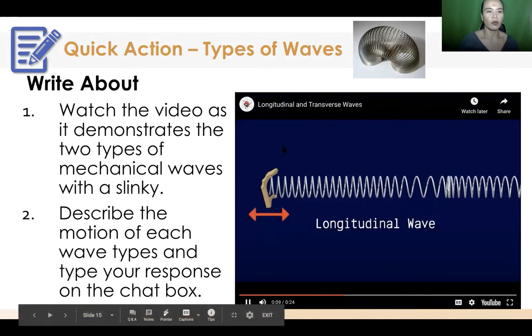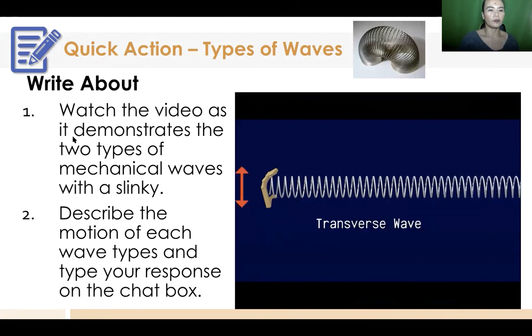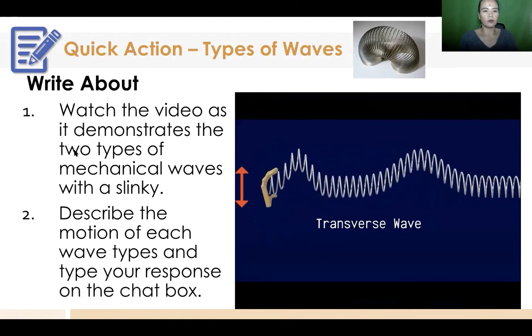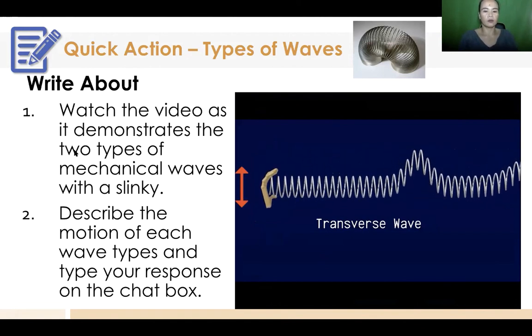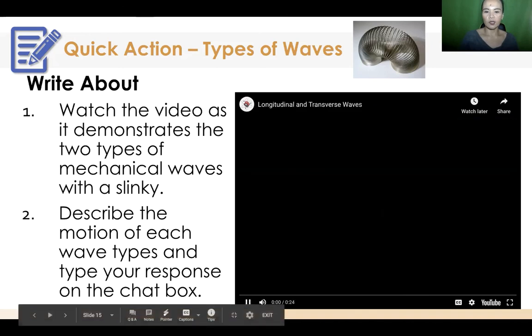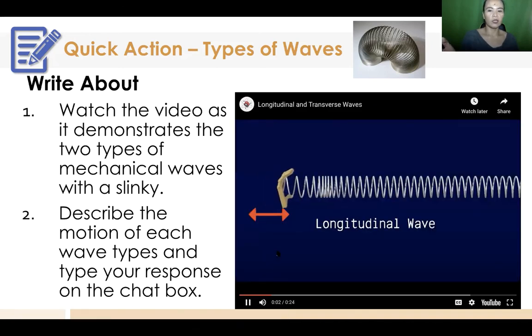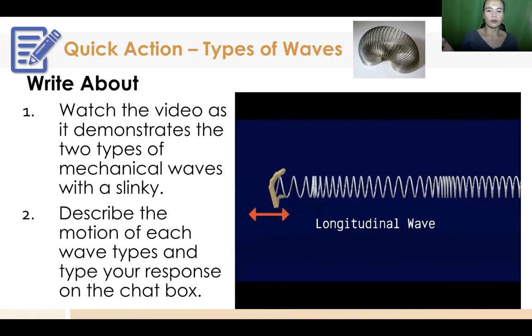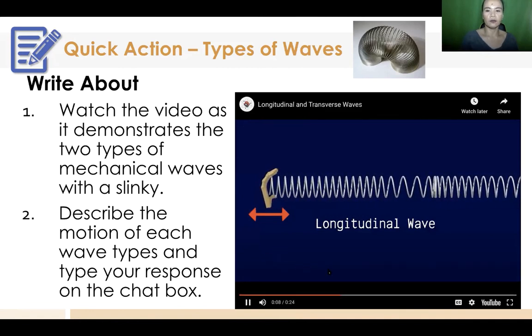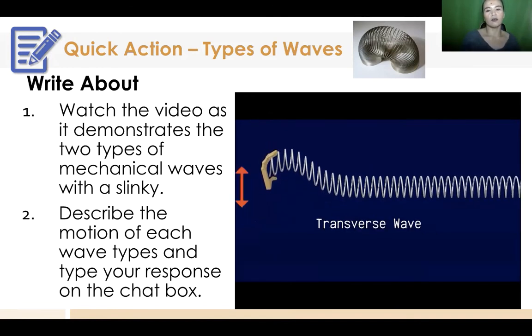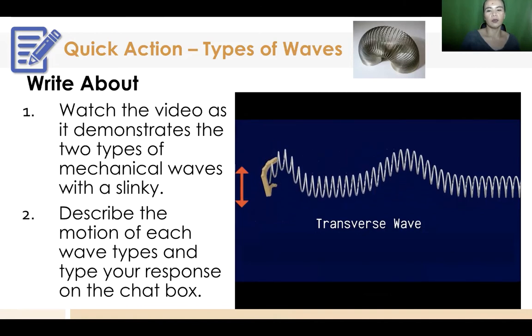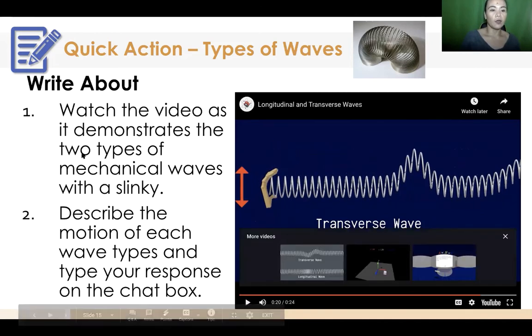Okay, so here it is. In a transverse wave, the disturbance that makes up the wave is perpendicular to the direction in which the wave travels. In a longitudinal wave, the disturbance that makes up the wave is along the direction in which the wave travels. Longitudinal waves are also referred to as compression waves. Let me go back to the last slide, but those are your two types of waves.